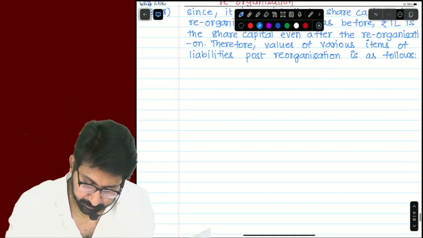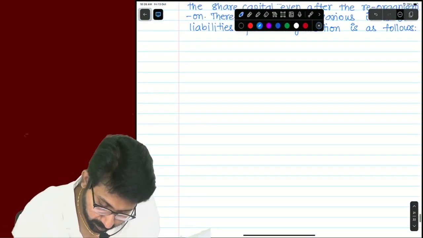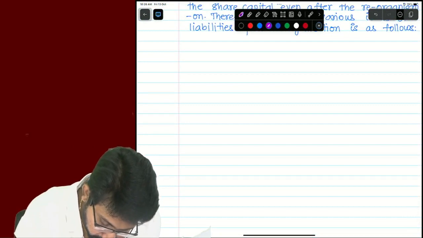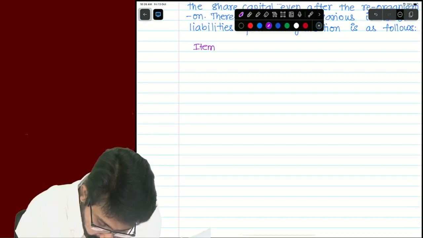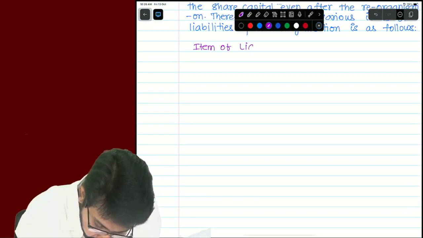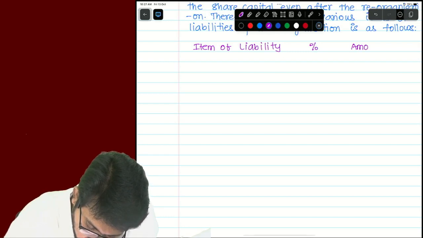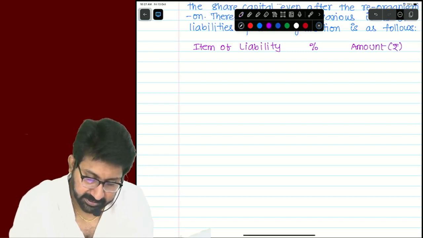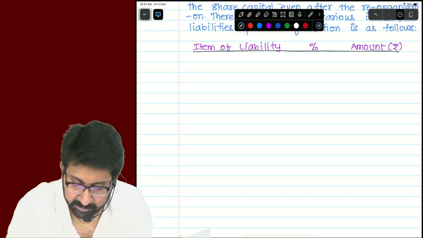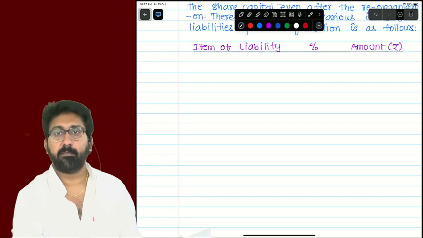Write down below: item of liability, percentage, amount in rupees. Like this, if you present the answer in the exam, you will get full marks. Please present properly.